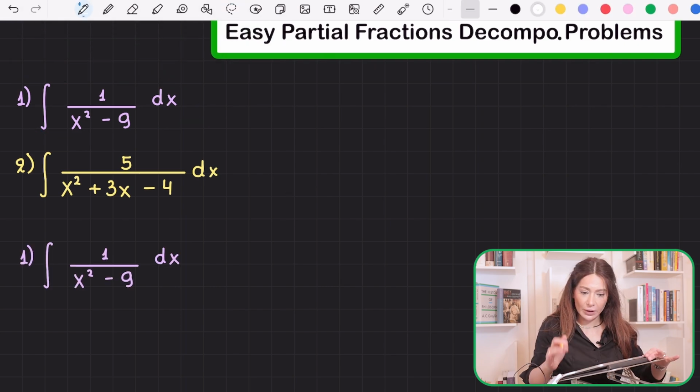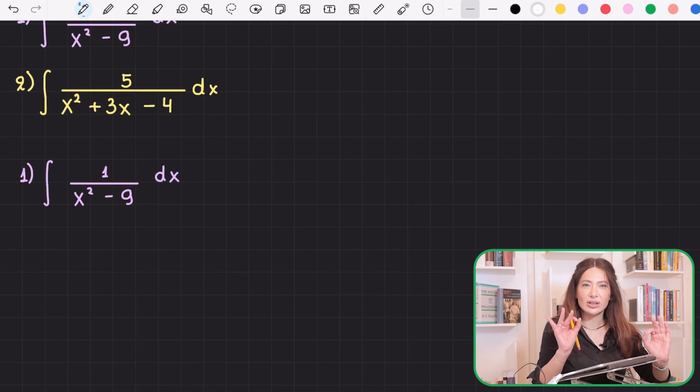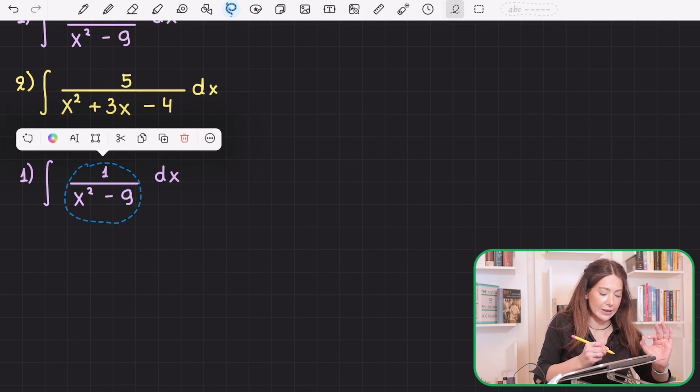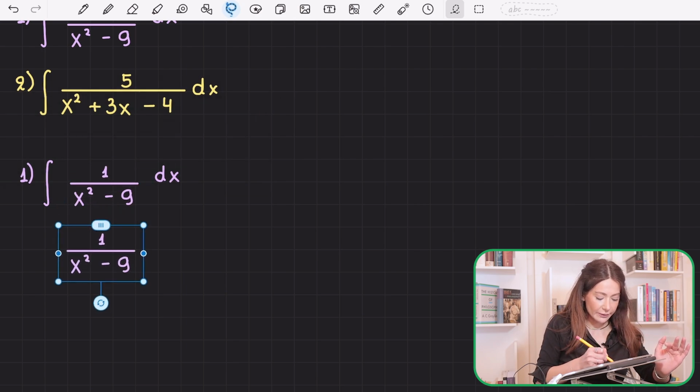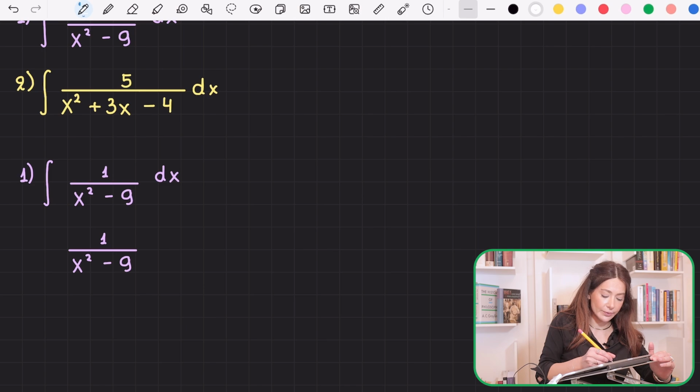Copy paste it. Okay, let's forget about calculus. Not permanently, just a little bit. Okay, let's just talk about this fraction right here. Okay, forget about the integral, forget about the dx. There is a fraction here. So I would like to write down something like this.